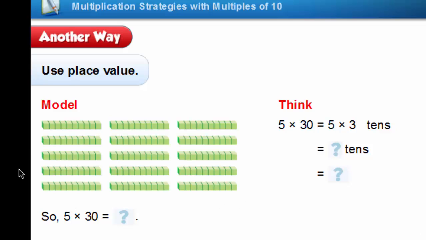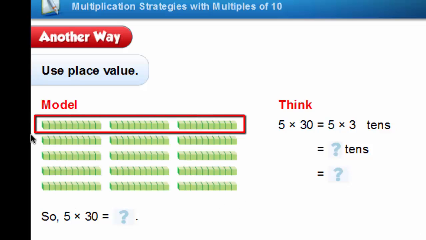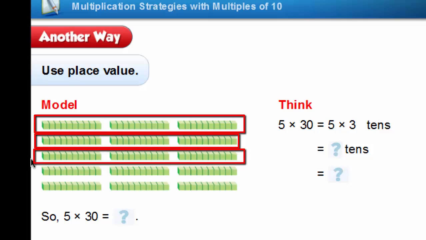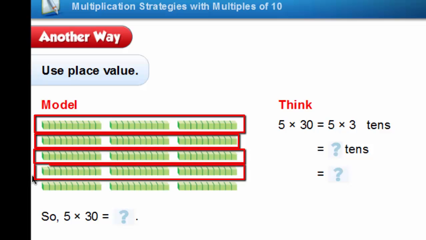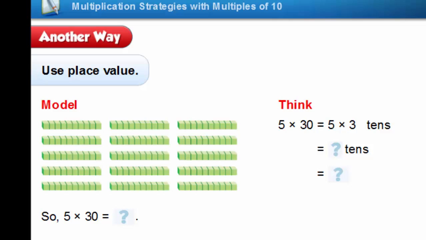Let's take a look at that. Here we have one group of 3 tens. Here's a second group of 3 tens. Here's the third group of 3 tens. Here's the fourth group of 3 tens. And here's the fifth group of 3 tens. That makes 5 groups of 3 tens. So, how many tens do we have all together? 15. 5 groups of 3 tens is 15.